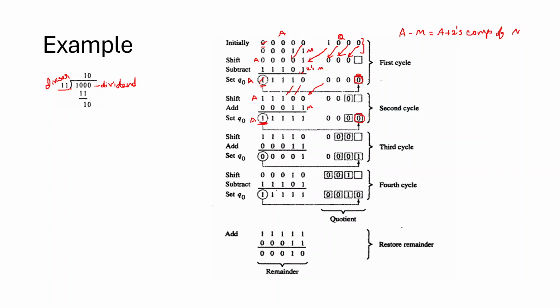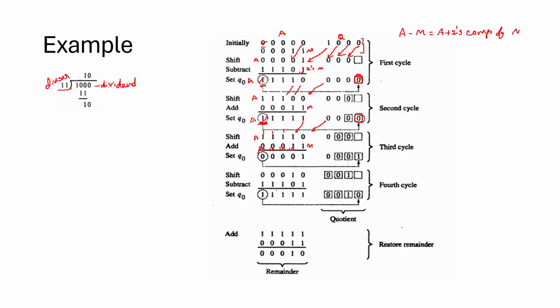It is 1. If it is 1, what you need to do? You need to do the shift operation and then add. Do the shift operation, and the shifted-out bit will be discarded. After shifting, this is the A and this is the Q. Then you need to perform the add operation. Add M. So 1 plus 1 is 10, 0 here, carry here; 1 plus 1 again 10, 0 here, carry 1 here; 1 plus 1, 10, 0 here, carry 1 here; 1 plus 1, 10, 0 here, carry discarded.